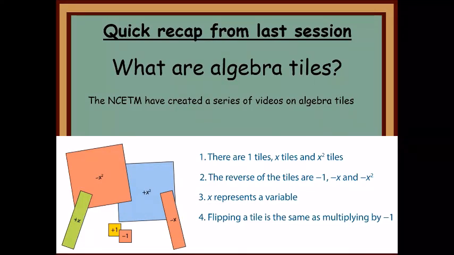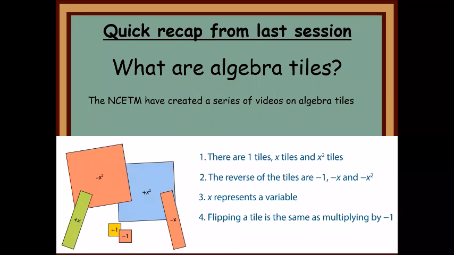So a quick recap from last session. What are algebra tiles? They're these tiles here. We have 1 tiles, which I'm just going to move the cursor over so you can see. You have 1 and -1. You have x tiles here, and you have x squared and -x squared. And x represents a variable. But I think the really key line here is flipping a tile is the same as multiplying it by -1.